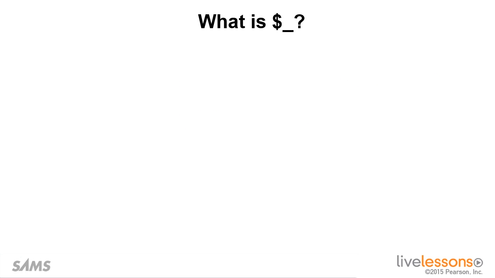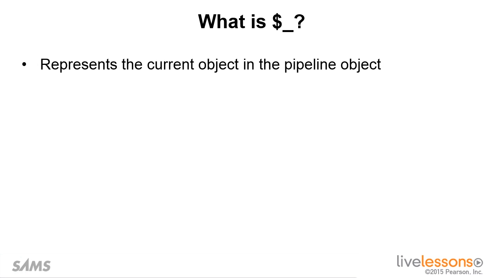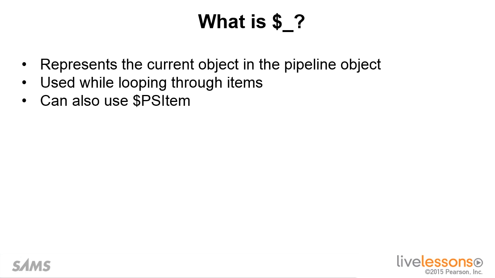Let's talk about what the heck that $_ actually represents. It's going to represent the current object in the pipeline object. Now, if that sounds confusing, don't worry. It's used while it's looping through the different items in the object set that is passed to it. You can also use a $PSItem to represent it instead of the $_.